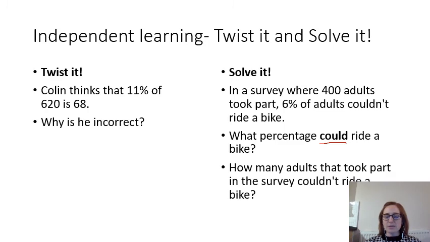And then the second part of the question is, how many adults that took part in the survey, remember there's 400 adults taking part in the survey, couldn't ride a bike? So there's 400 adults took part, 6% couldn't. But what number is that? What is 6% of 400? Break it down and work it out. Pause the video for your twist it and solve it now. Good job.